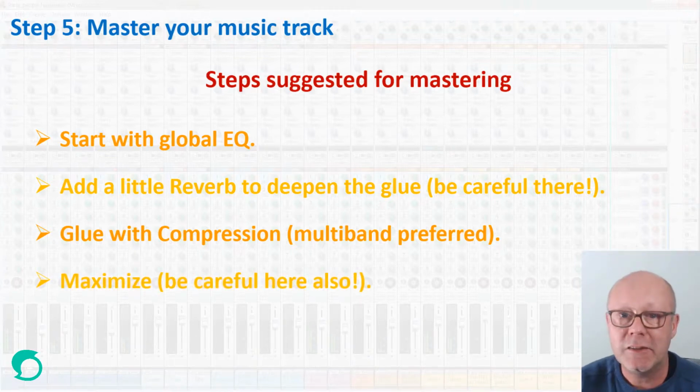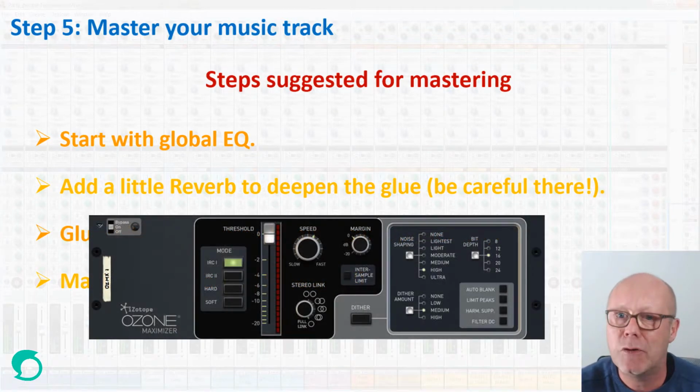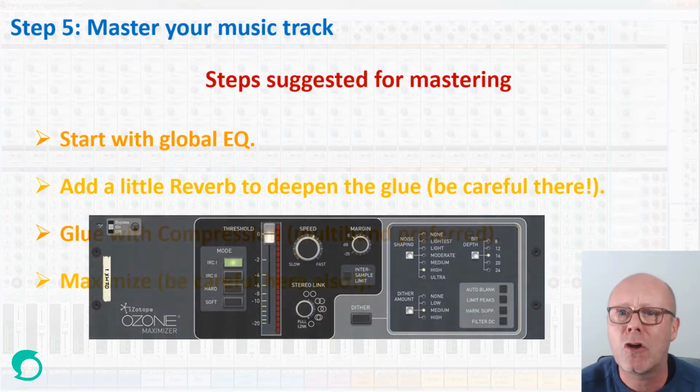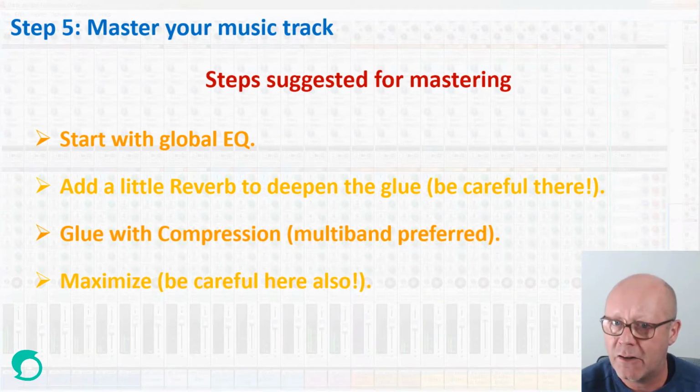The last stage is maximizing your track, which allows you to participate in the loudness wars. In Reason, you need a rack extension for that. You have, for example, Ozone's Maximizer, which does a pretty good job. But be careful not to abuse it, as it can change the nature and feel of your sound.